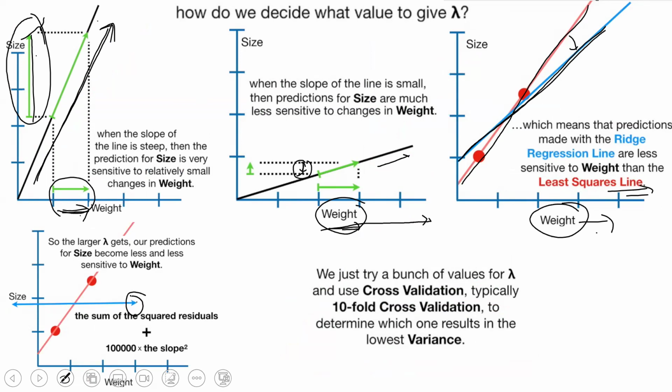Okay, so how do you decide the value for lambda? Again, it is cross validation. We try a bunch of values for lambda using 10-fold cross validation. You know what cross validation is? We use 10-fold cross validation to determine the value of lambda which results in the lowest variance. Wherever the variance is lowest, we set that value for lambda using cross validation. So this is how you determine the value for lambda.